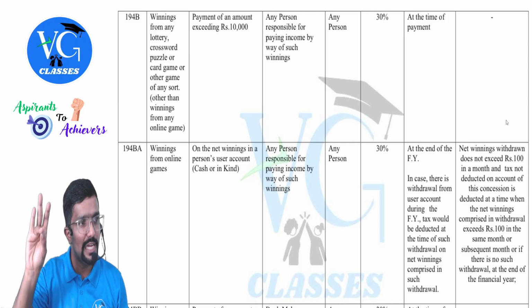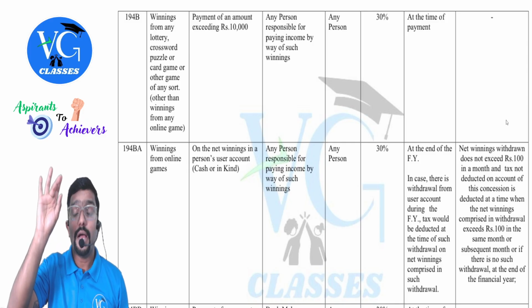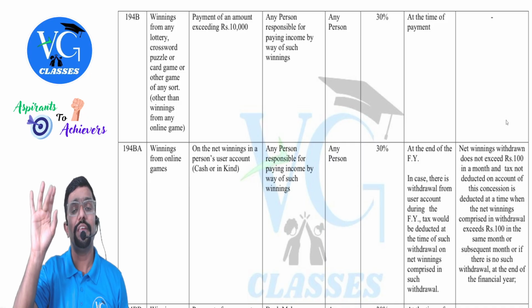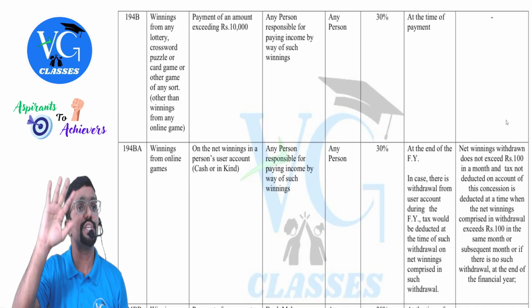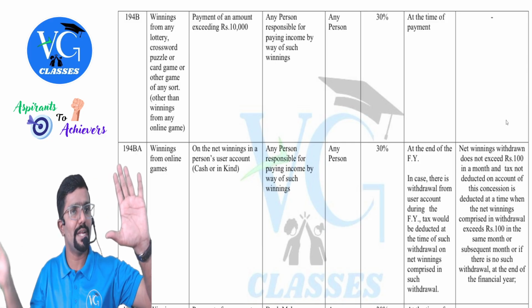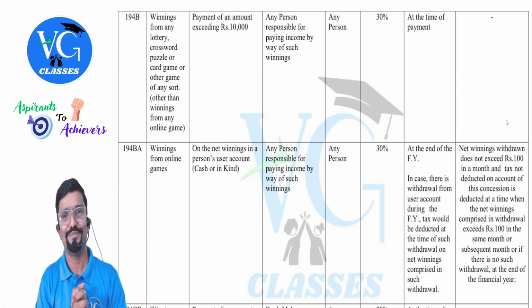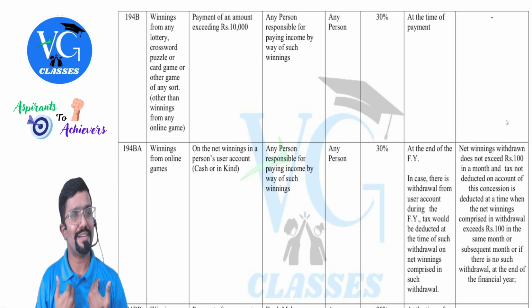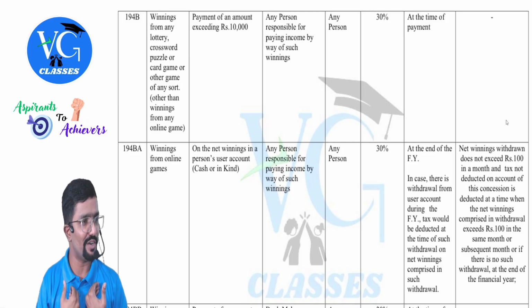You cannot adjust any loss. You cannot even adjust the basic exemption limit. You cannot claim Chapter 6A deductions against casual income. So in simple terms, if I have earned a casual income of 5 lakh, straight away I have to pay 30% tax on it.